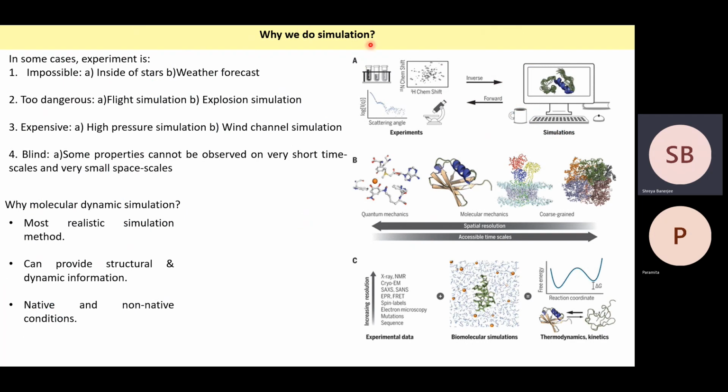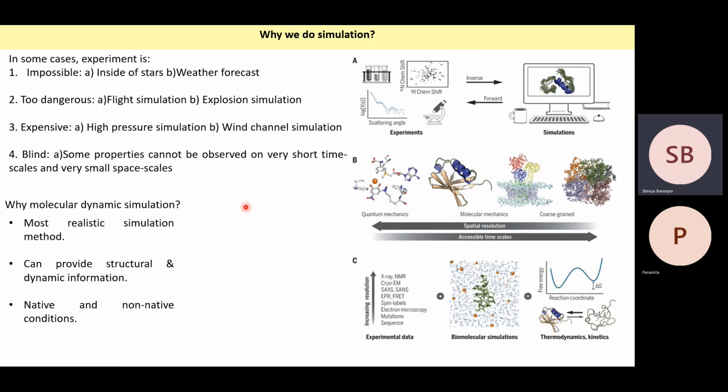So why do we do simulations? In some cases, experiment is impossible, like if we want to study what is happening inside the stars, or if we want to predict the weather. In these cases, experiment cannot be done. Or maybe the experiment is too dangerous, like suppose we want to study what happens during a plane crash or during an explosion. Or the experiment is very expensive, like simulating a high pressure region or a wind channel.